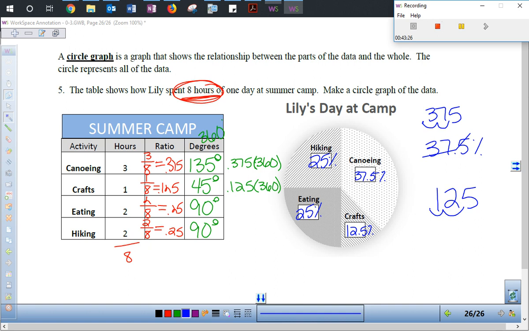So again, this is a visual representation of what she did with her day, and it should make sense to you. You should see that, okay, this section is larger than these sections, it should be bigger. This is smaller, it should be smaller. That wraps up our practice on graphs. If you have any questions, please come and ask.